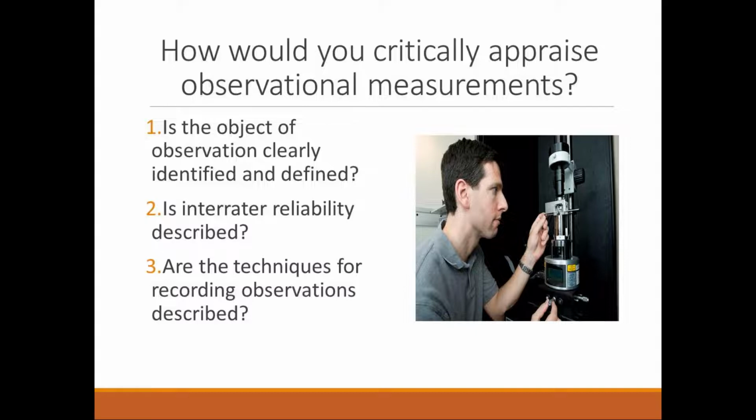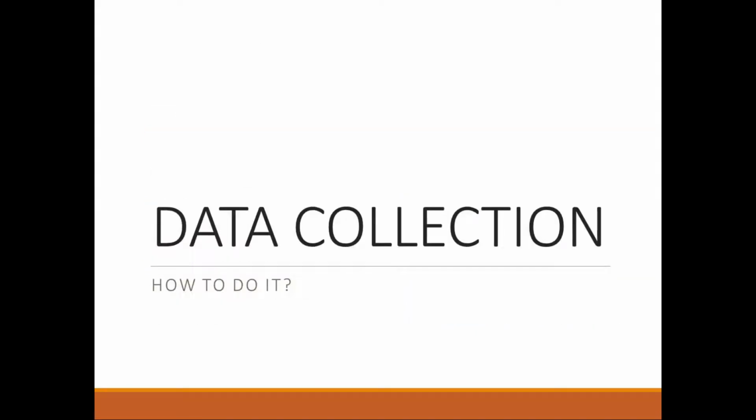How would you critically appraise observational measurement? You look at whether the object of the observation is clearly identified and defined. Is inter-rater reliability described? That means if two nurses do the same thing, did they get the same results? And are the techniques for recording observations described? So next, let's think about how to do data collection.